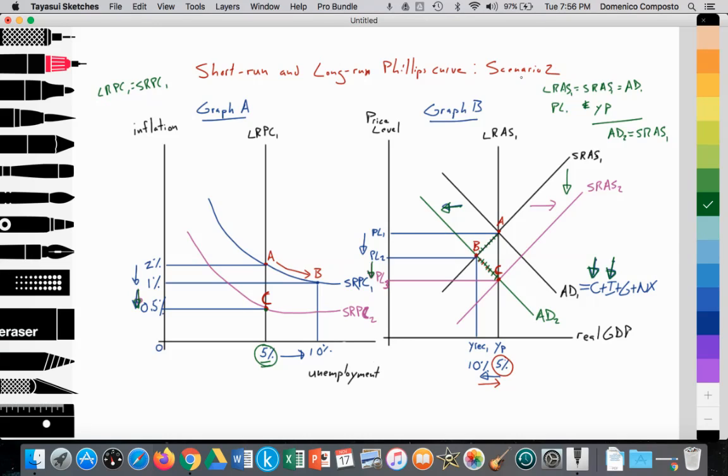In this scenario, looking at a deflationary gap, the creation and elimination of a deflationary gap, whereas scenario one looked at the creation and elimination of an inflationary gap.